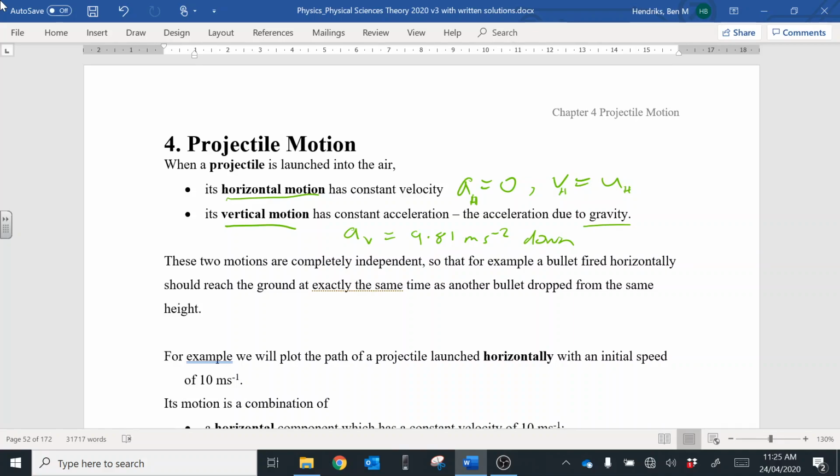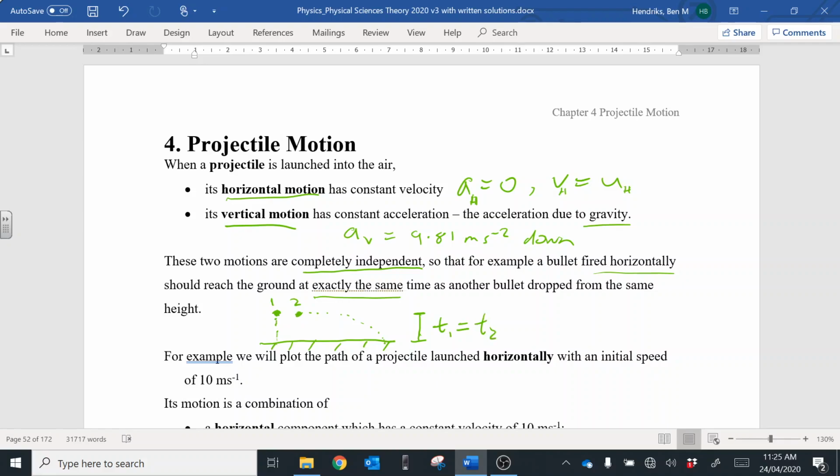Okay, so these two motions are completely independent, so that, for example, a bullet fired horizontally should reach the ground at exactly the same time as another bullet dropped from the same height. If you had a bullet and you just let it drop to the ground, and you had another bullet and you fired it, it doesn't matter what speed you fire it at, the amount of time it takes to get from our height to the ground, assuming the ground's the same distance, is equal for both of them. So if that's 1, that's 2, then T1 would be equal to T2.